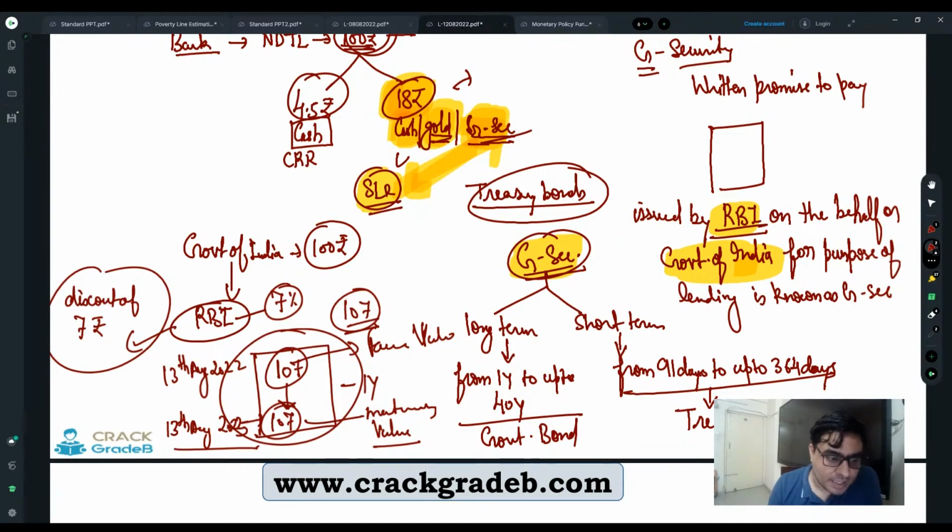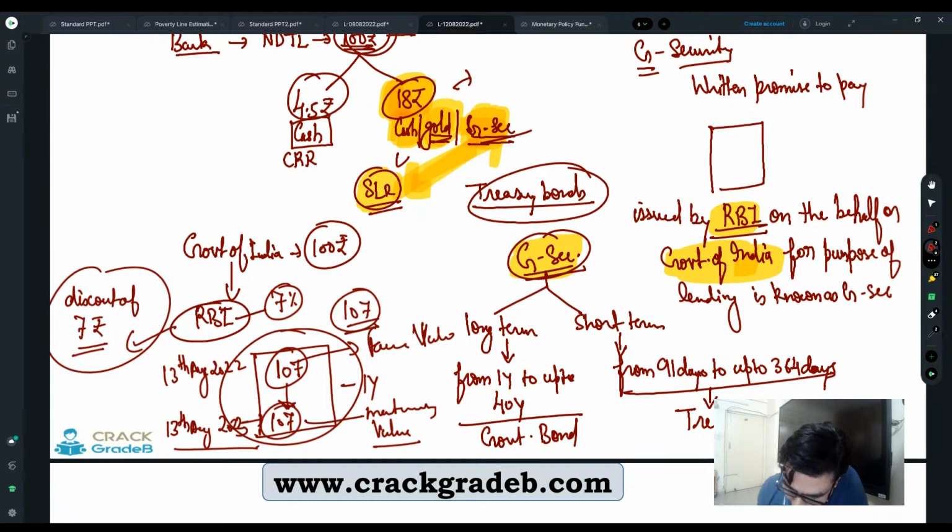Why? Because RBI is selling this paper at a discount of 7 rupees. So this is the paper which is not bearing any interest. If you look at this paper, is it bearing any interest? No, this paper does not bear any interest.